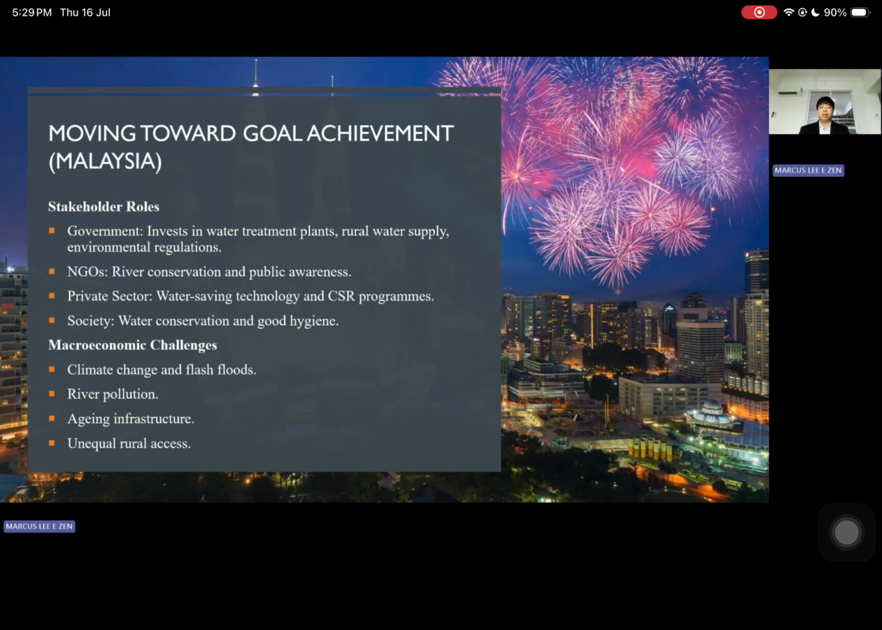However, Malaysia still faces several challenges, including climate change, flash floods, river pollution, aging water infrastructure, and unequal access to clean water in some rural areas. And I'll move the slide.